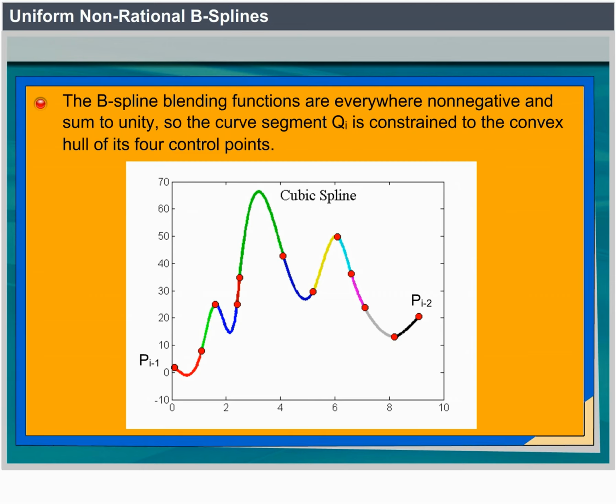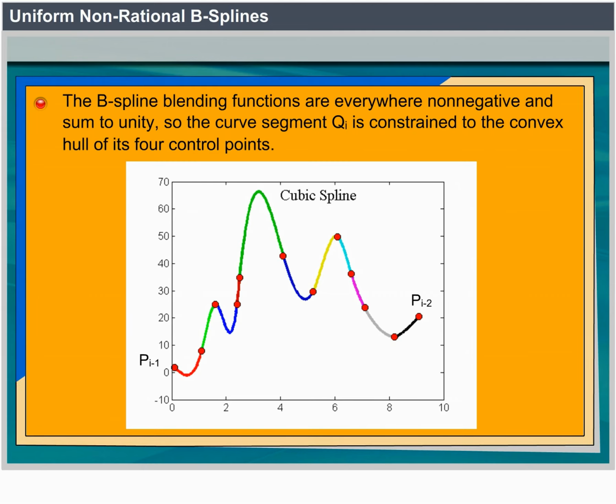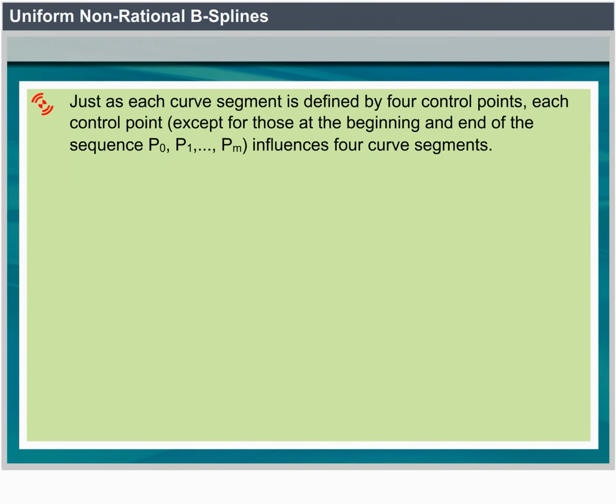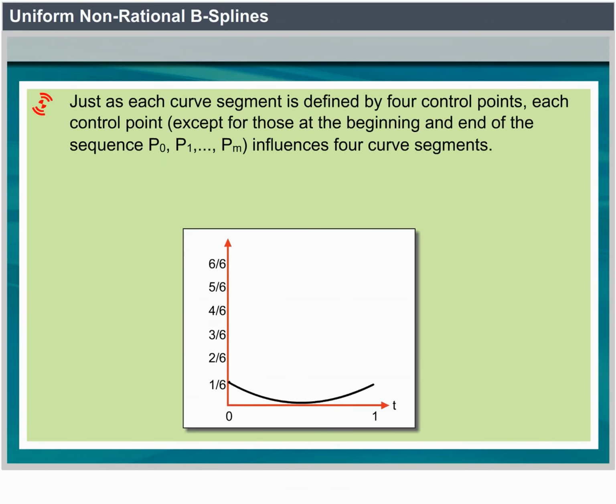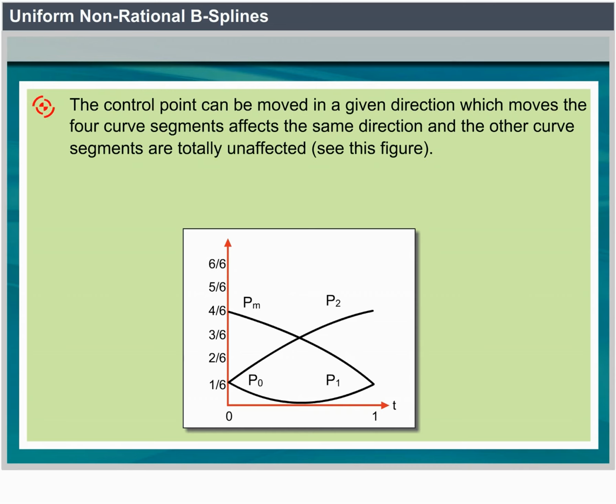Just as each curve segment is defined by 4 control points, each control point, except for those at the beginning and end of the sequence P0 up to Pm, influences 4 curve segments. Moving a control point in a given direction moves the 4 curve segments it affects in the same direction. The other curve segments are totally unaffected. See the figure.